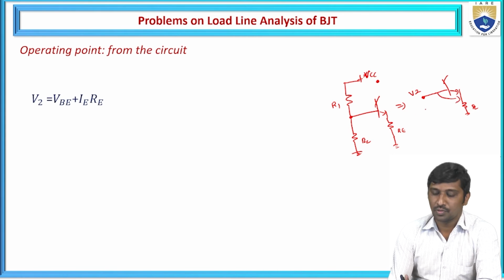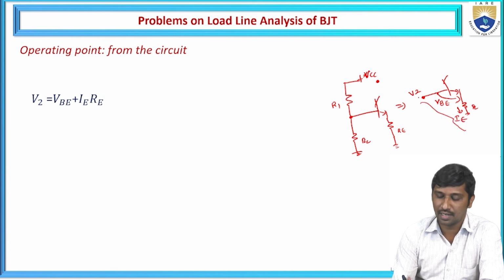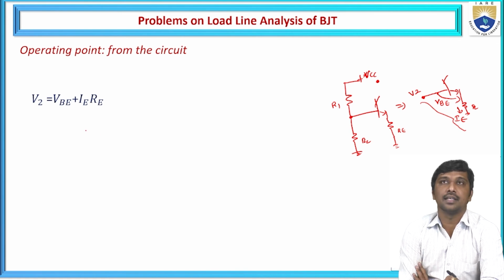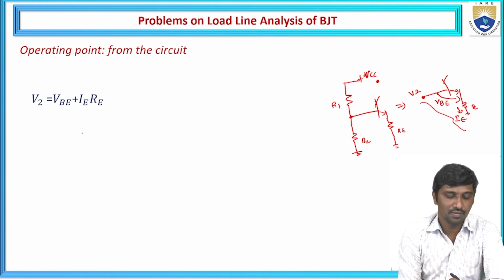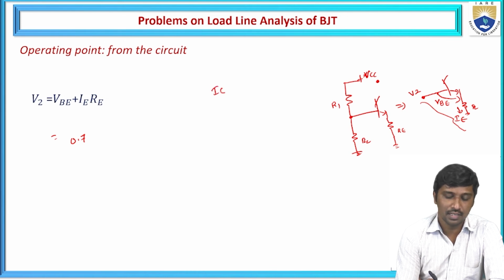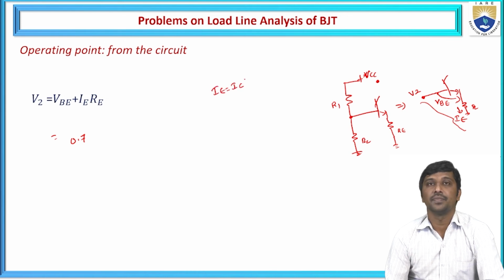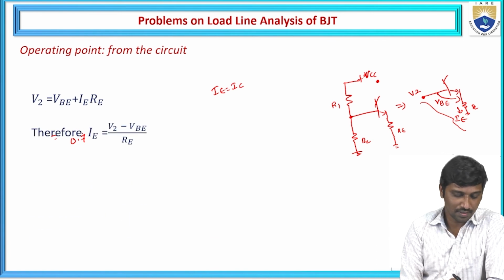So from this, what is here? This is the potential difference between base and emitter, and here the current flowing is IE. If we apply KVL at this input side, we can write V2 is equal to VBE plus IE times RE. That is why I represented V2 is equal to VBE plus IE times RE. Now we know that VBE is equal to 0.7, and from the transistor construction, we know that IE is approximately equal to IC. Hence, you can substitute this, or otherwise you can calculate from IE.